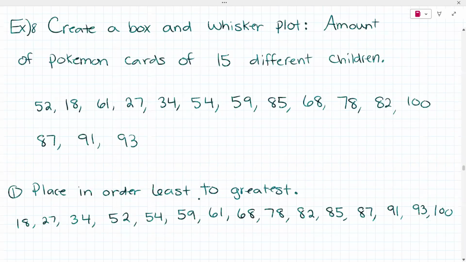So how many numbers are there? There is a total of 3, 4, 9, 10, 11, 12, 13, 14, 15. There's a total of 15 numbers, which is technically what? Odd, right? 15 is odd.